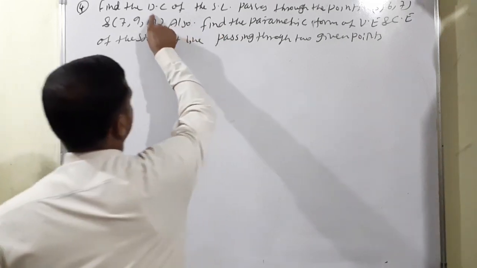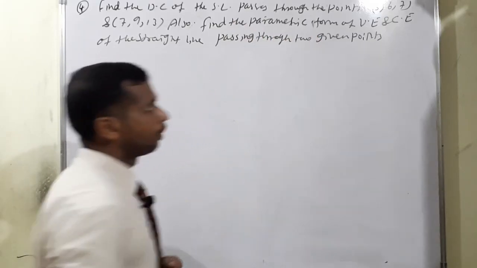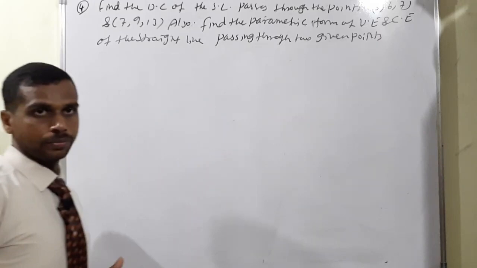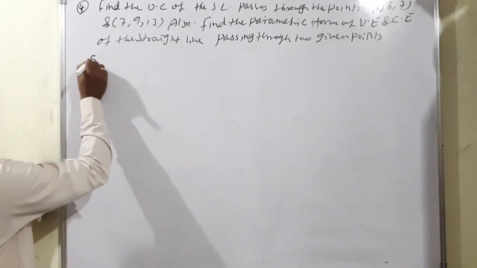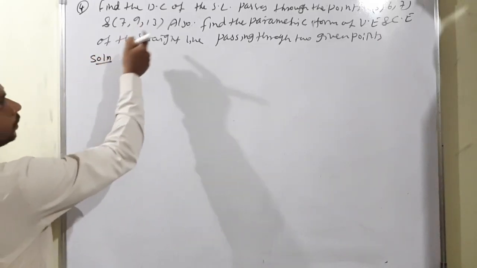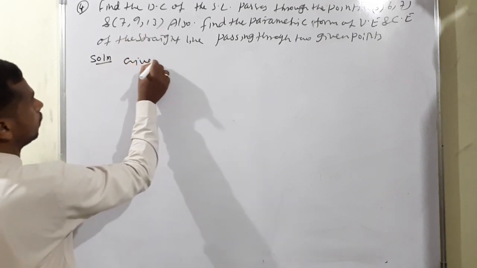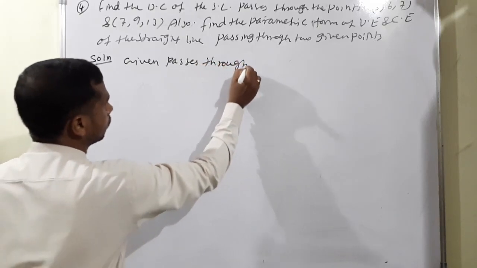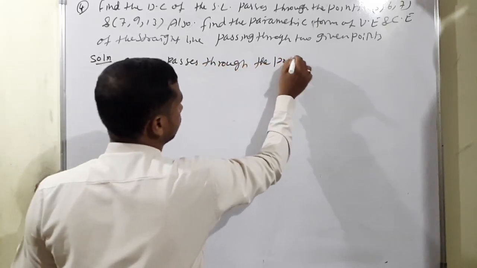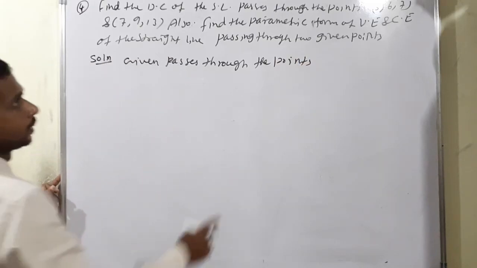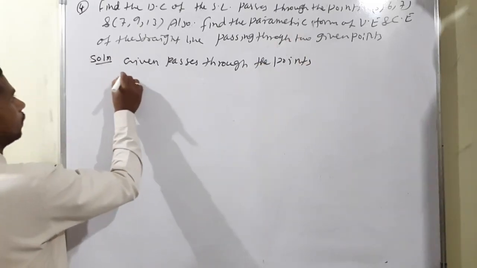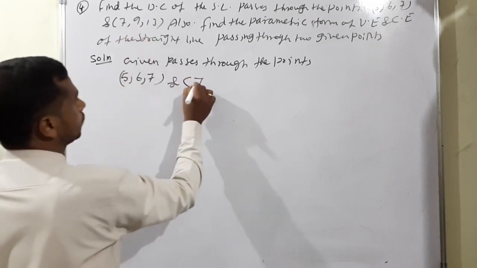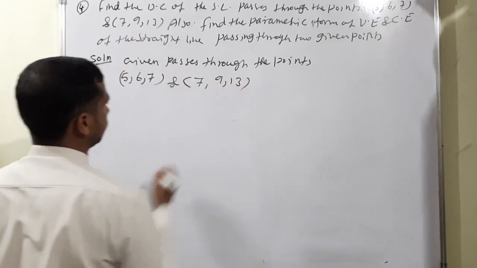First we need to find the direction cosine, then find the parametric form of the vector equation and the Cartesian equation. Two given points, okay? So the first solution: the line passes through the given points. What are the points? First one is 5, 6, 7 and the second point is 7, 9, 13.